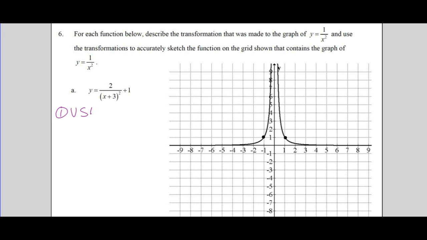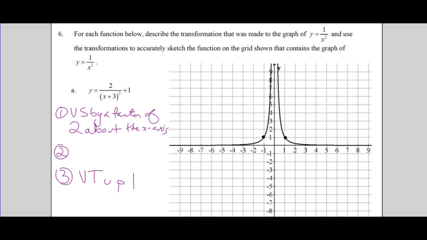A vertical stretch by a factor of 2 about the x-axis. We'll just throw it in occasionally. What else? Vertical translation up 1, so that's number 3. What else? Horizontal translation left 3, right? x was replaced by x plus 3. The horizontal translation left 3.